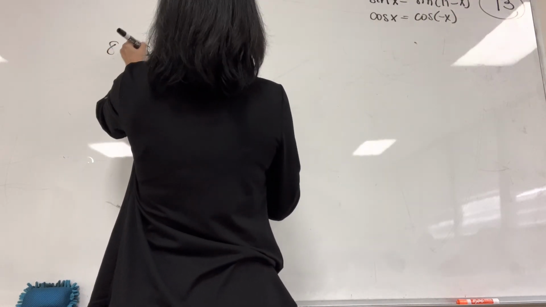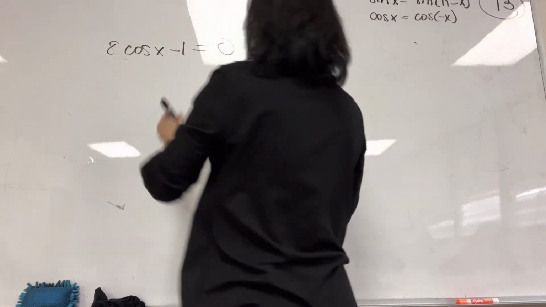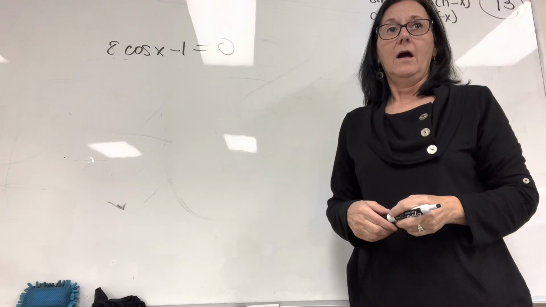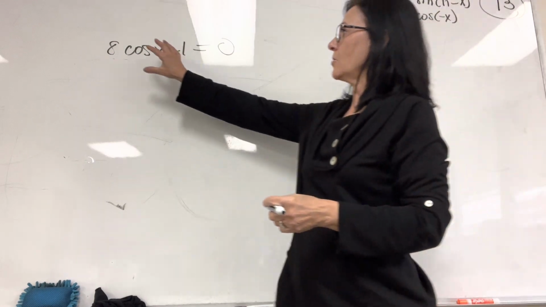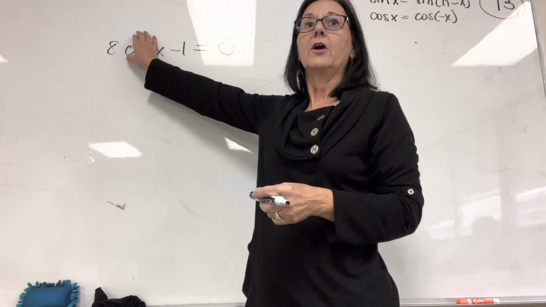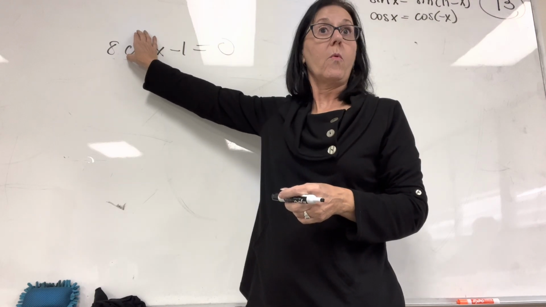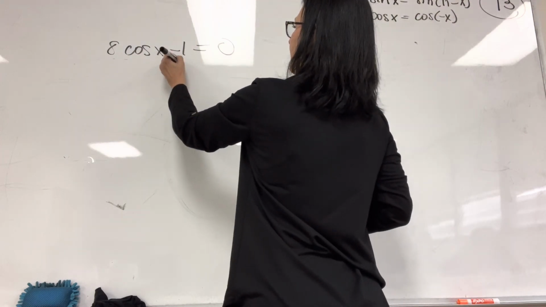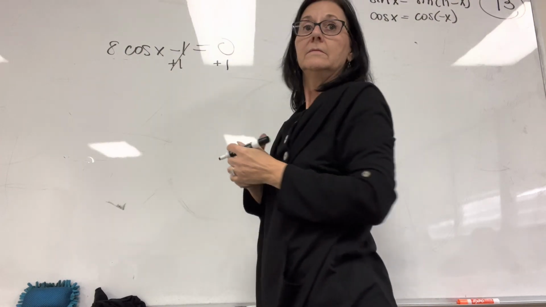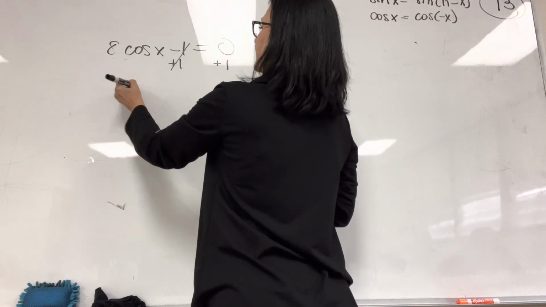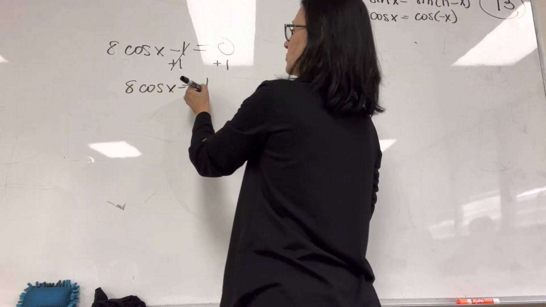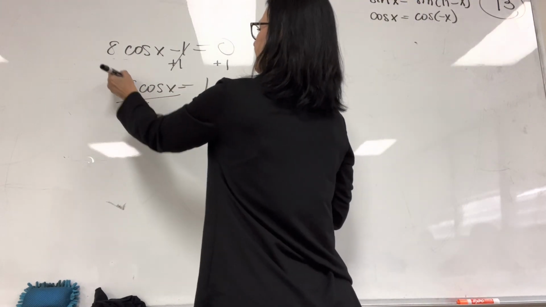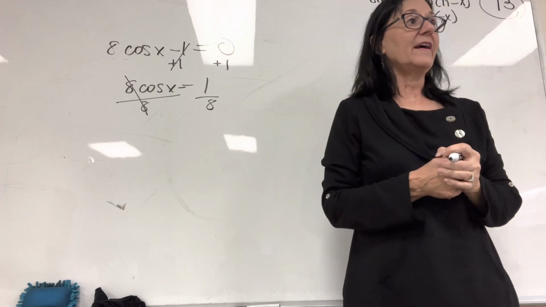8 cosine of x minus 1 equals 0. All right, these are the easiest ones. All right, guys, this is algebra. Everybody look, this cosine of x is one term. It's together. It stays together always. I can add 1 to both sides, though. So that is 8 times the cosine of x equals 1. And then divide by 8. So now the cosine of x equals 1/8.